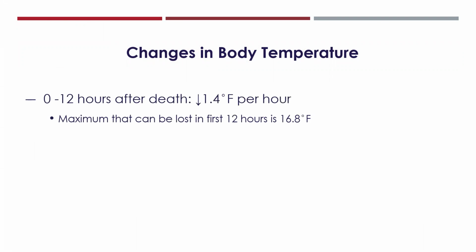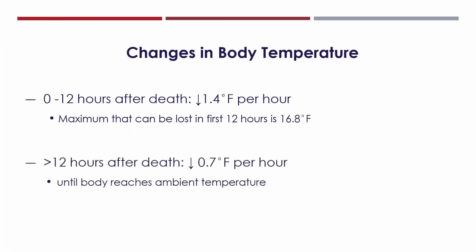So the changes that happen in the body temperature once you die: in the first 12 hours, your body will decrease by 1.4 degrees Fahrenheit per hour. So the maximum that you can lose in the first 12 hours is 16.8 degrees Fahrenheit. After the first 12 hours, the body then decreases by 0.7 degrees Fahrenheit per hour until the body reaches ambient temperature, whatever that may be.